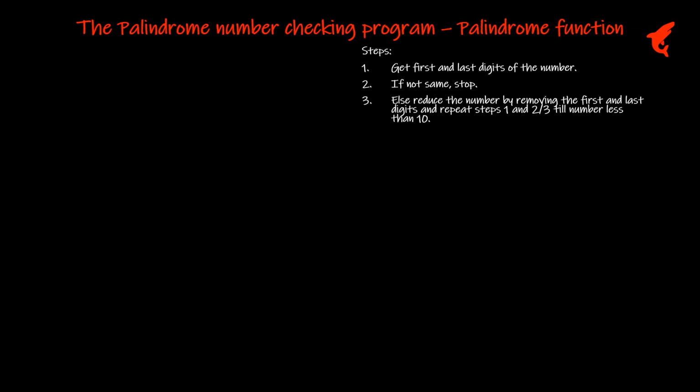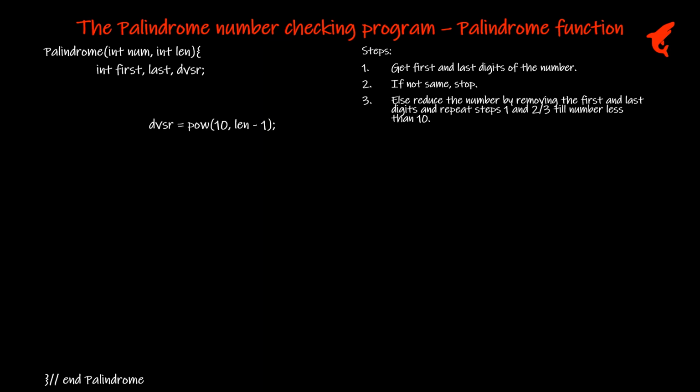Now we will see the code for palindrome function. The function has 2 parameters num and len, both of type int. We declare variables first, last and dvsr to store the first digit, last digit, and the divisor to divide the number with to obtain the first digit respectively. Then dvsr is assigned the value as pow function with 10 as the first argument and n 1 less to len as the second argument.